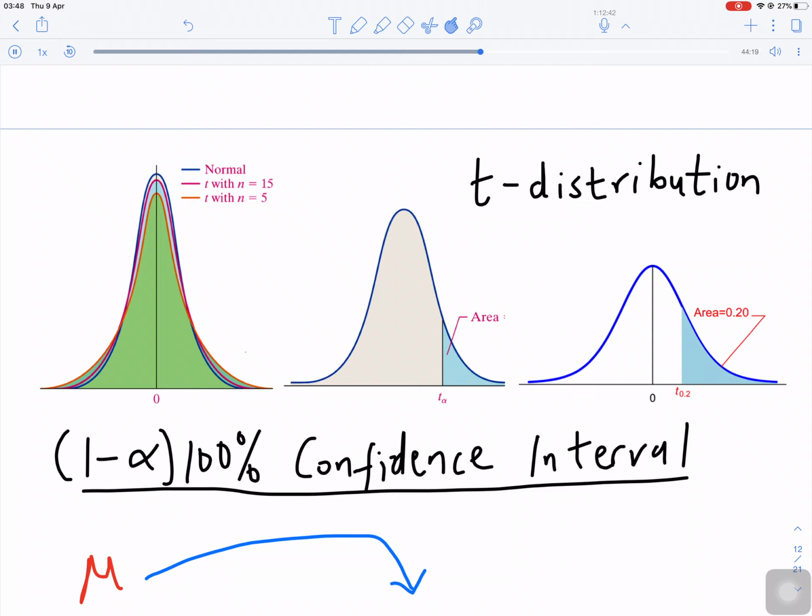Now, I have an example of a T distribution where an area is shaded for you. When you see t sub alpha, it means that t alpha is a critical value where the area to the right is alpha. Also, if you see t sub 0.2, it means you have a T distribution with the area shaded to the right being 0.2.